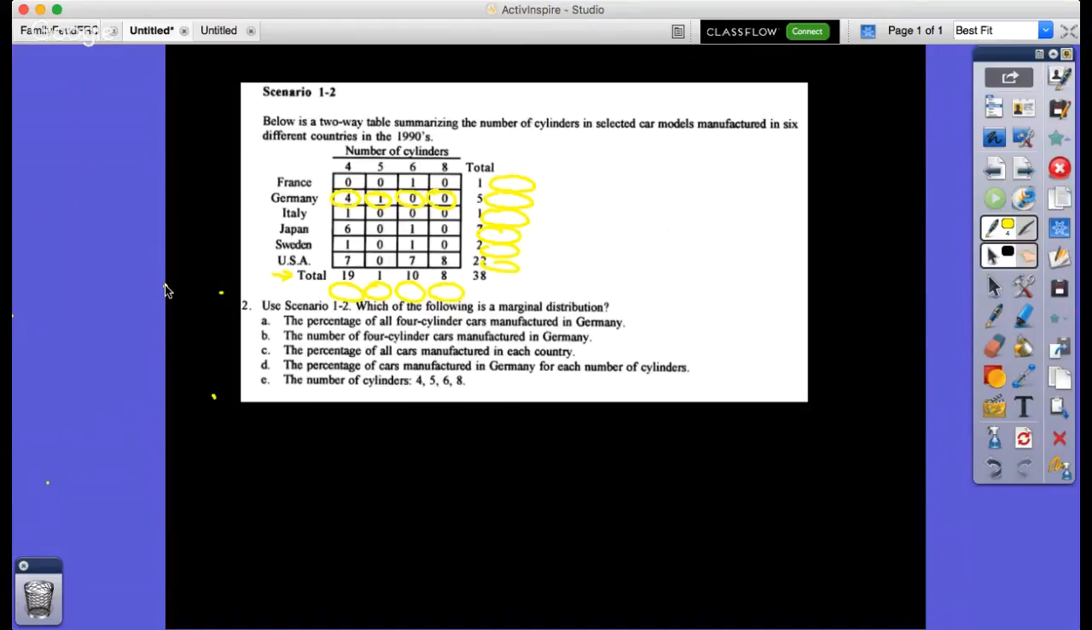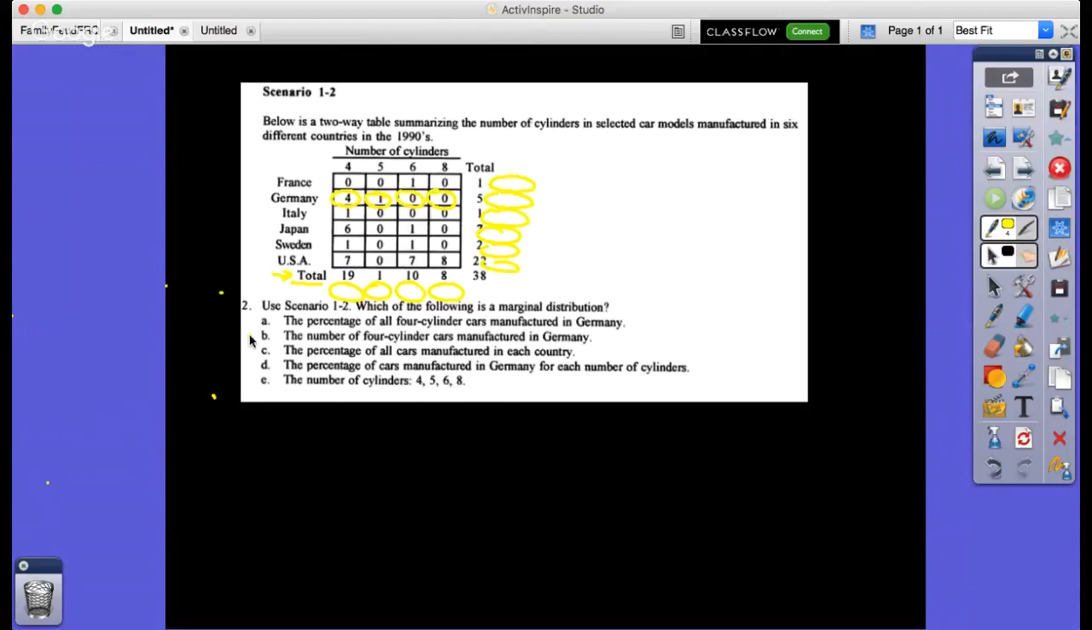So wouldn't that be the total? I think that would be here. That's right, 19, 1, 10, 8. And then, I think I messed up B. B was the number of 4-cylinder cars manufactured in Germany, so that means the number would be here. The percentage would be the percentage of cars manufactured in Germany for each number of cylinders.